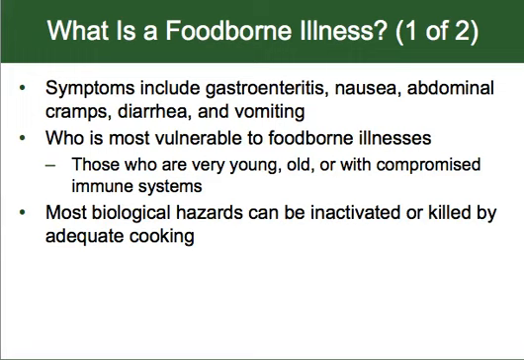So foodborne illnesses are caused by bacteria, molds, viruses, and parasites. The highest number of illnesses in the U.S. are caused by these three: Campylobacter, norovirus, and Salmonella, which we'll go into detail a little bit more about later in this unit. Symptoms include gastroenteritis, nausea, abdominal cramps, diarrhea, and vomiting, and the severity and seriousness of these symptoms and whether or not the illness may be deadly usually is based on who is affected.